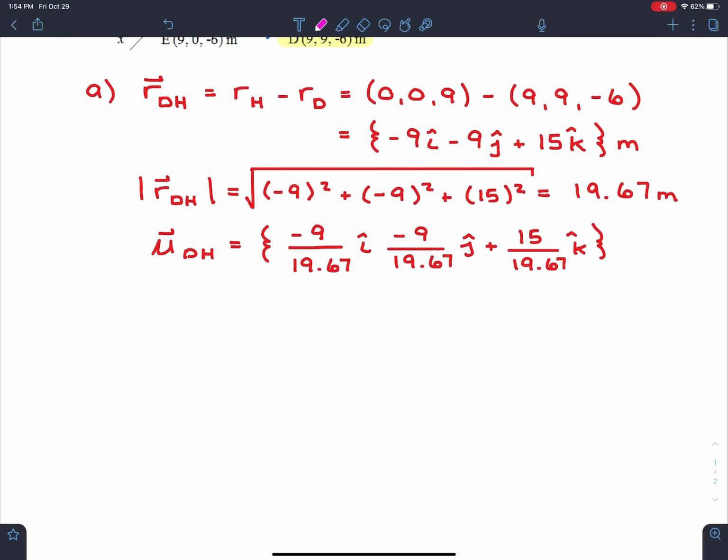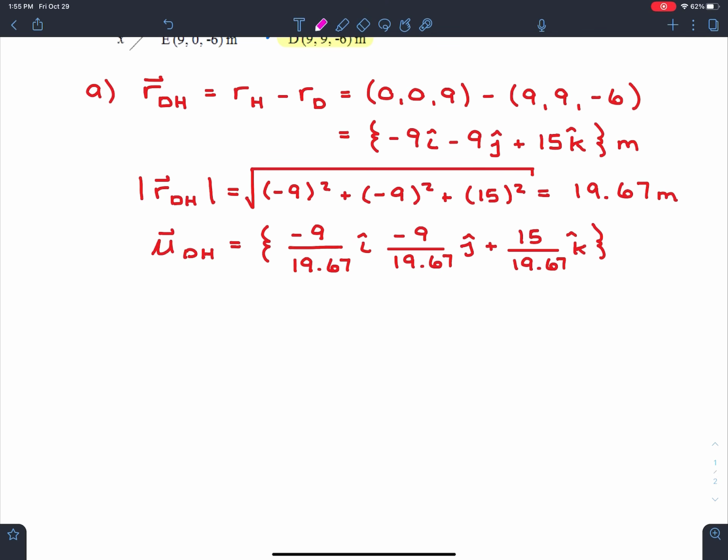I'm going to switch over to pink. Our top component, let's say for the I direction, was negative 9. So we know that this is negative 9 meters. We're dividing it by the distance. So our distance at the bottom is also meters. So what ends up happening is that they just cancel out like that. That's why it doesn't have any units. So I'll get rid of that.